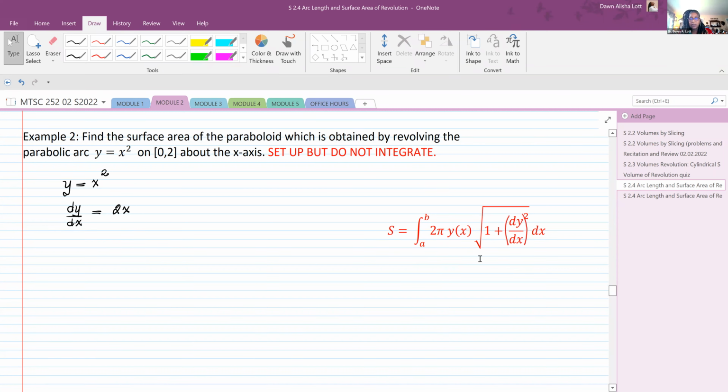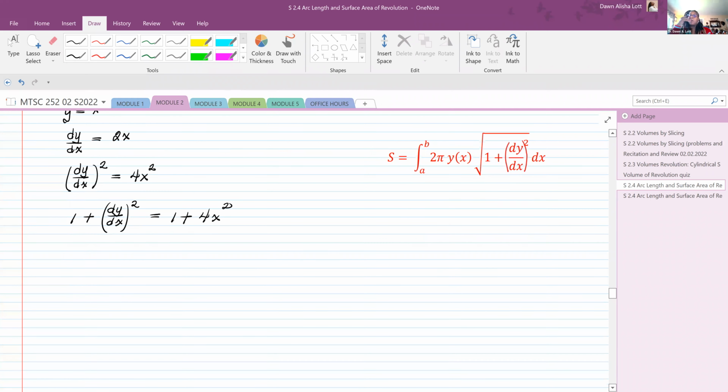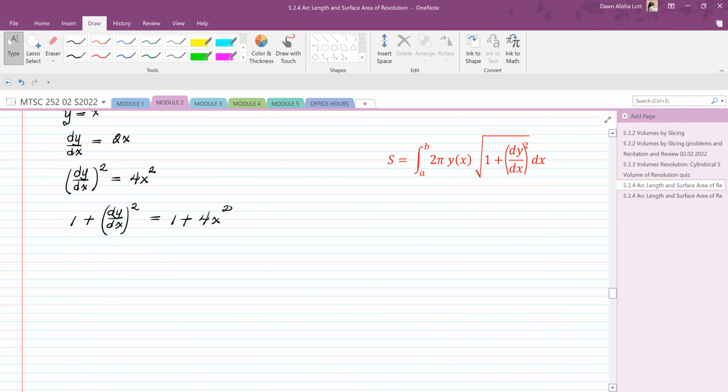Nope. What does this say? That says dy/dx squared. Oh, then we square it. Find that. And then it says I need 1 plus that. Okay, can I simplify that anymore? 1 plus 4x squared. Can I simplify it?